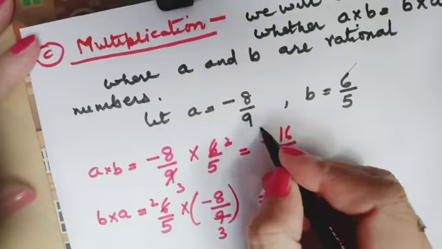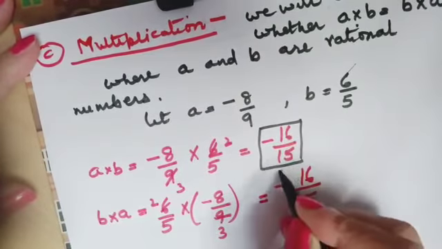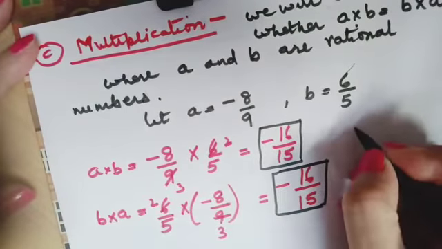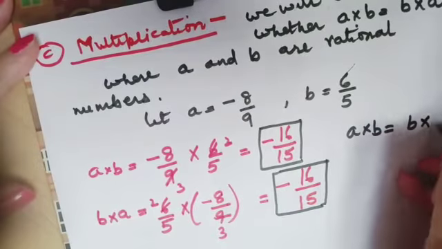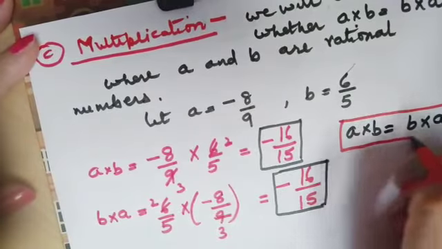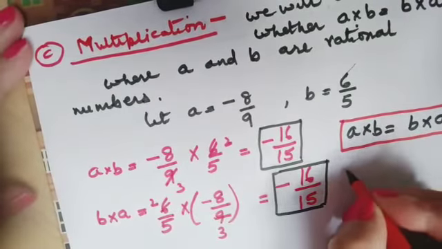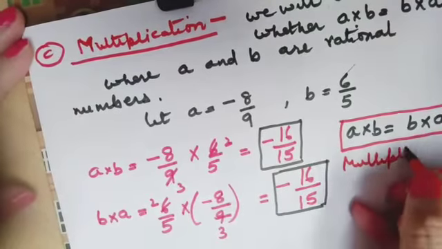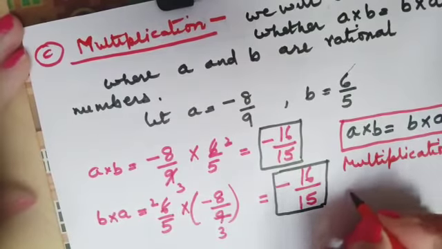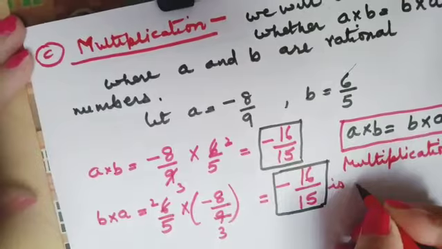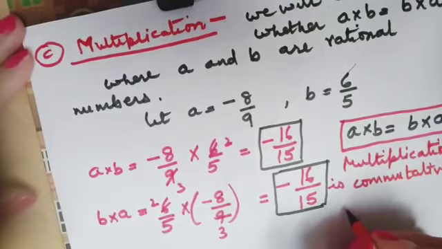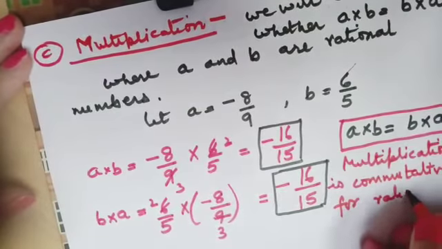So students, again we will check that they both are the same, so that we can say A into B is equal to B into A. ये दोनों इक्वल हैं. And our property, multiplication is commutative for rational numbers.